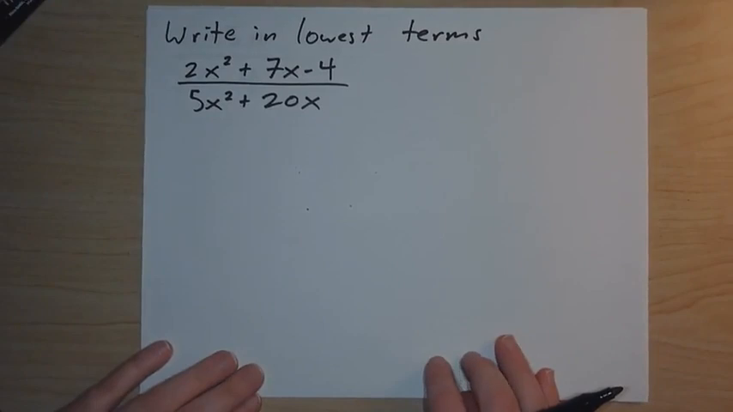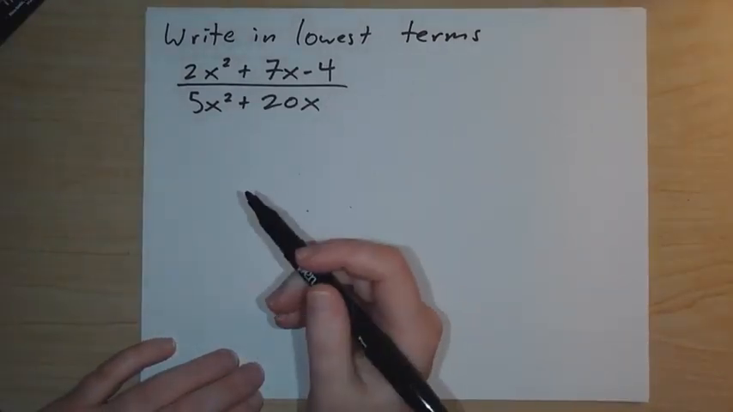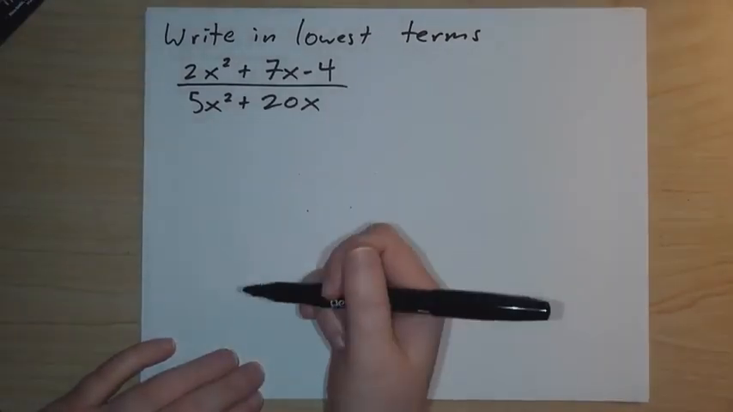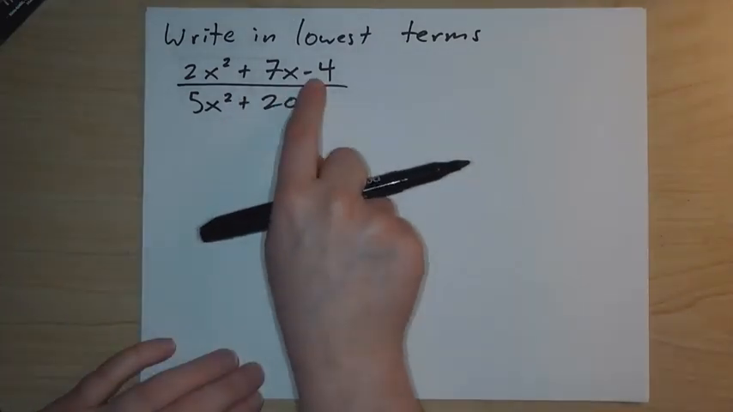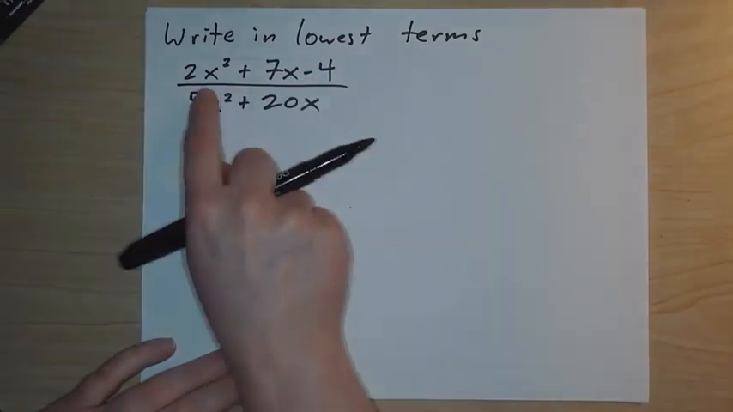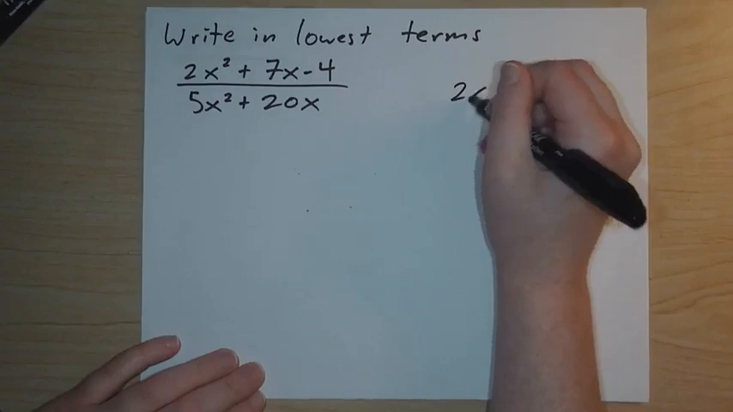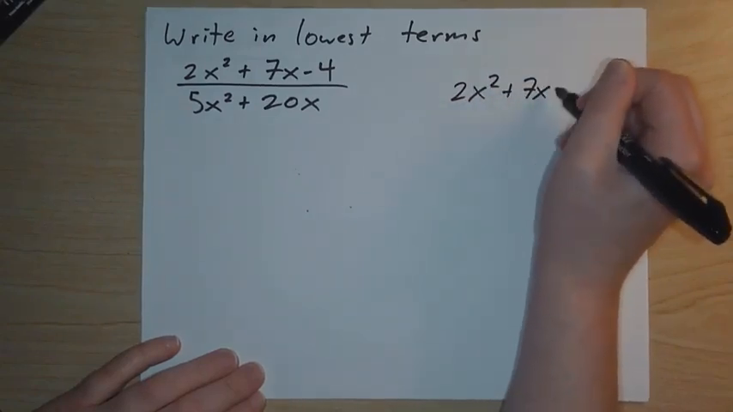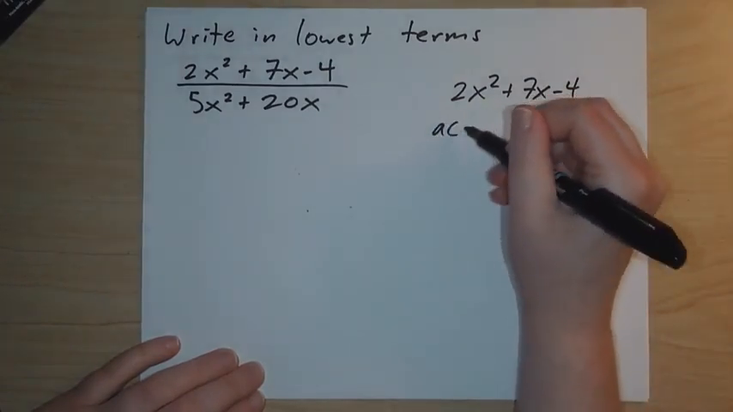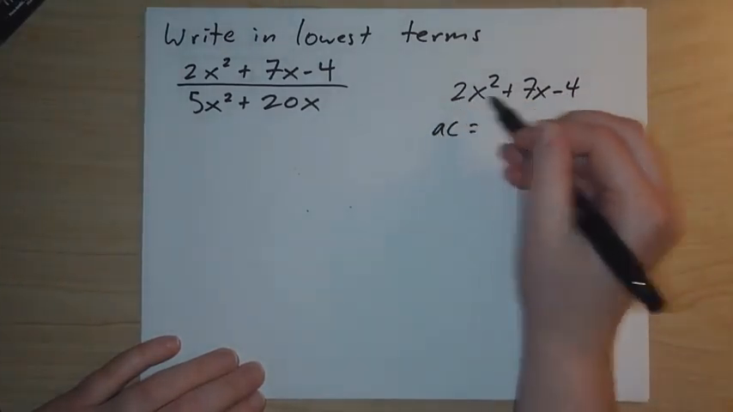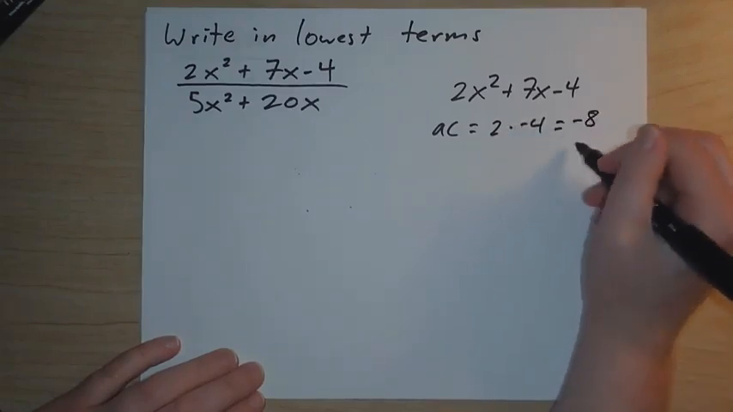Things you'll want to do with rational expressions, and here's one that your homework will ask you to do, is write in lowest terms. Essentially that means simplify. To simplify something like this, we're going to need to factor it. First we're going to work on the numerator, 2x squared plus 7x minus 4. I'm going to factor this using the AC method. We have AC equal to 2 times negative 4, which is negative 8.